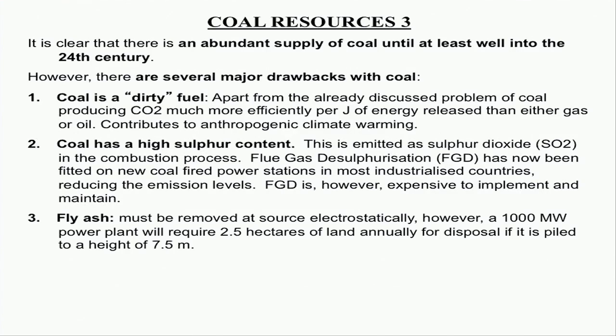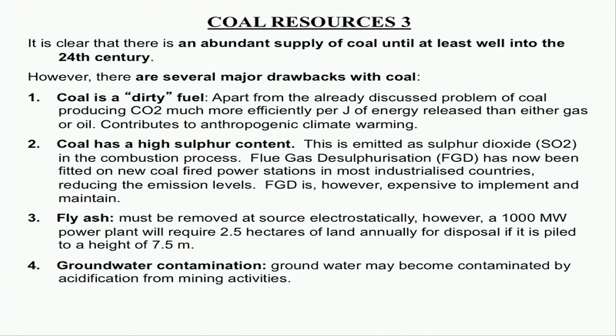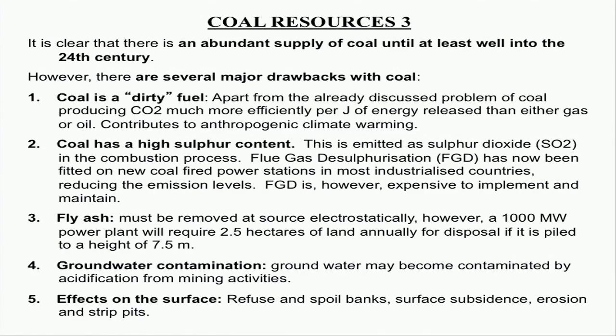And of course, burning coal produces fly ash. That's normally removed electrostatically in the plume as it's burning. However, even a 1 gigawatt power plant will require, at the end of 1 year of operation, 2.5 hectares of land for disposal of all that ash to a height of 7.5 meters. Obviously, there are environmental impacts associated with that. But also, we have environmental impacts associated with mining of coal. Groundwater will become contaminated by acidification. And of course, we've got all these refuse, spoil banks, subsurface subsidence, erosion, and strip pits that we also have to think about and their impact on the environment. And if you're interested, listen to the song Mountaintop Removal, I think it's called.